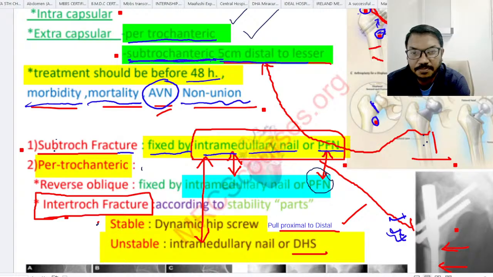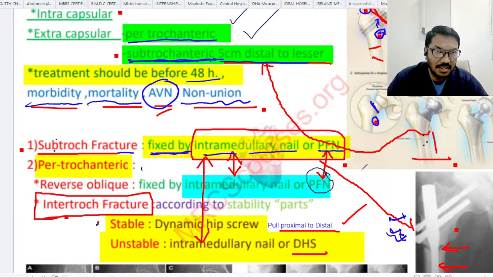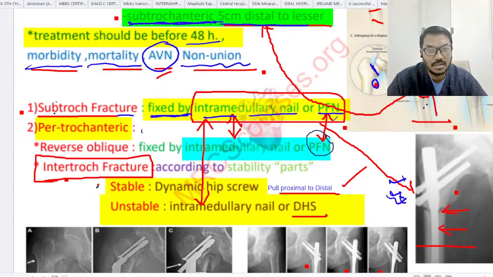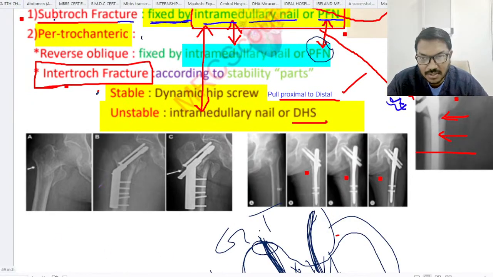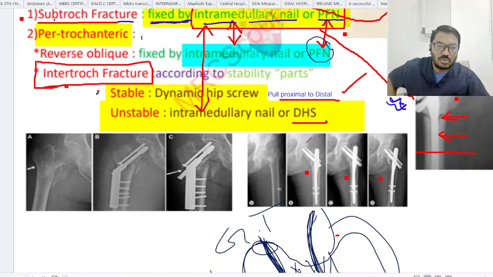Subtrochanteric fracture is fixed by an intramedullary nail, or proximal femoral nail, PFN. This is the intramedullary nail. Within the medulla, they put the nail. This is called an iron nail, and it begins with the screw.